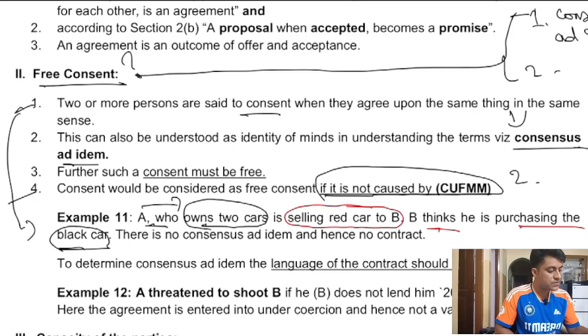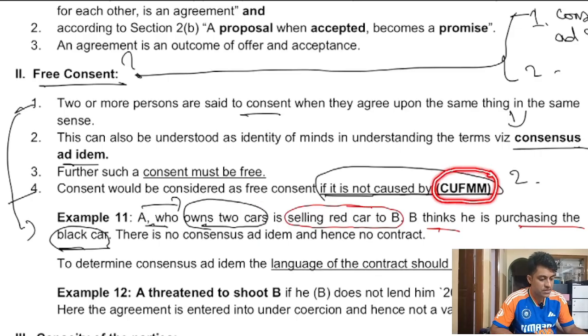So basically this is your second point. So what is this CUFM? It will be discussed in the later chapters. So for now, C means coercion, U means undue influence, F is fraud, M is misrepresentation, and the other M is for mistake. So basically if a consent is caused by any of this CUFM, then also there is no free consent.